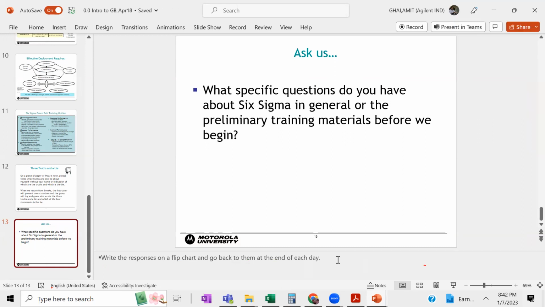Hi, Amit. Thank you for this wonderful session. I have a question. Whenever there is an idea about a project, how can an individual define whether it's a lean project, a Six Sigma, or a Black Belt project? How can we define the category?